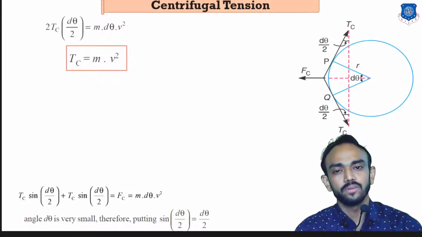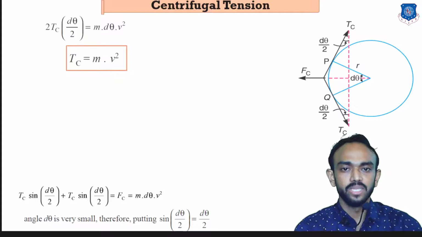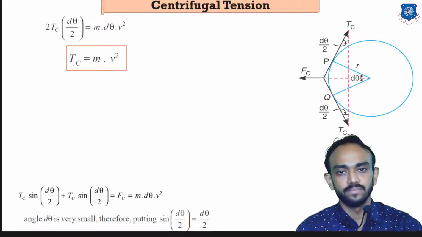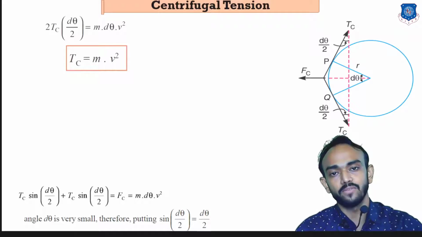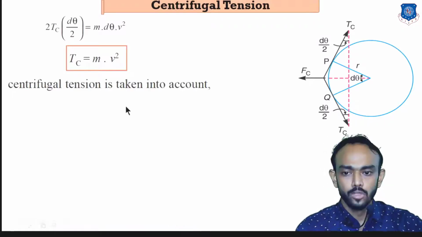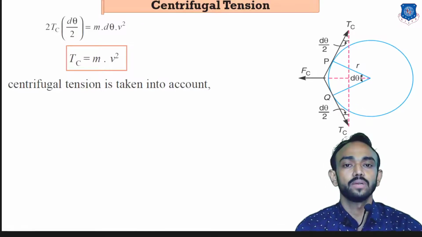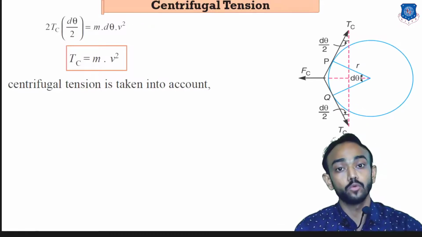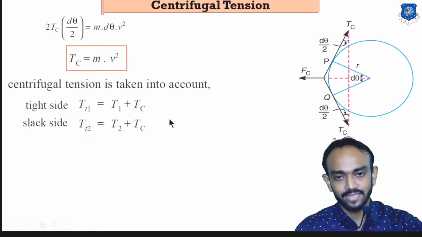Okay, if m is given as 5 kg per meter, it means the mass per meter will be 5 kg. If our belt is totally 20 meters, then we have to multiply this 5 by 20. So whenever we have to consider centrifugal force in a tension, we have to add this centrifugal tension in the tight side and slack side.